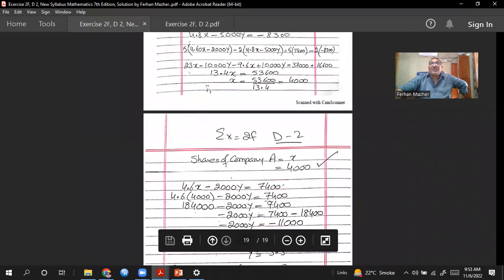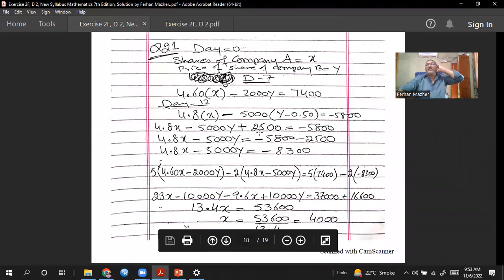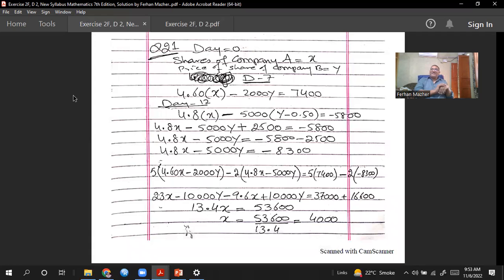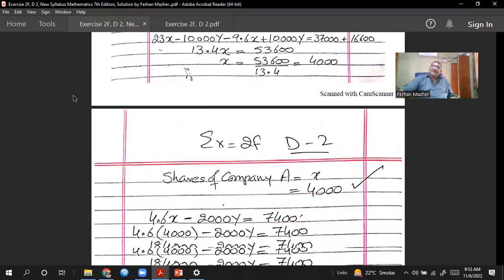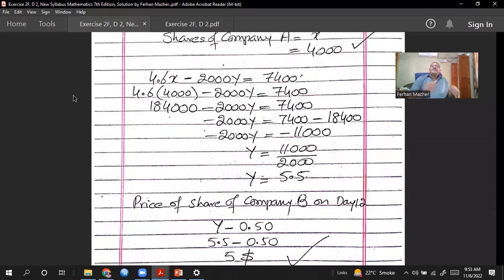Okay, so this is the first part of that question. I think I should increase the size. It's a little tricky question. That is question number 21, the first part, and that is the last part. Question number 21.